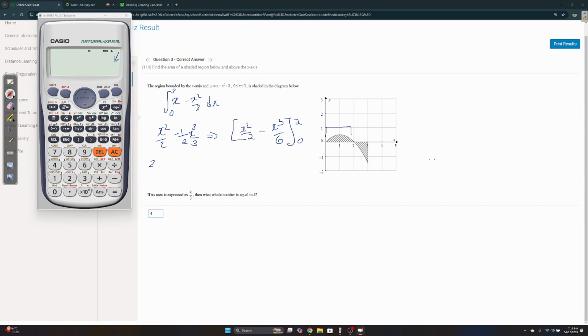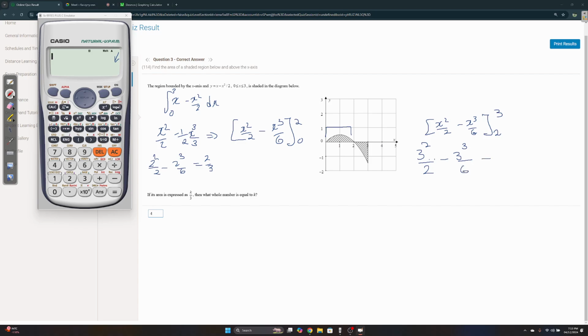From 0 to 2, it's going to be 2 squared over 2 minus 2 cubed over 6, which is going to be equal to 2 over 3 if you do it on a calculator. Okay? Now, from 2 to 3, we need to find x squared over 2 minus x cubed over 6 from 2 to 3. Let's do it now from 2 to 3. You should get a negative answer here. If you don't, maybe you did something else.